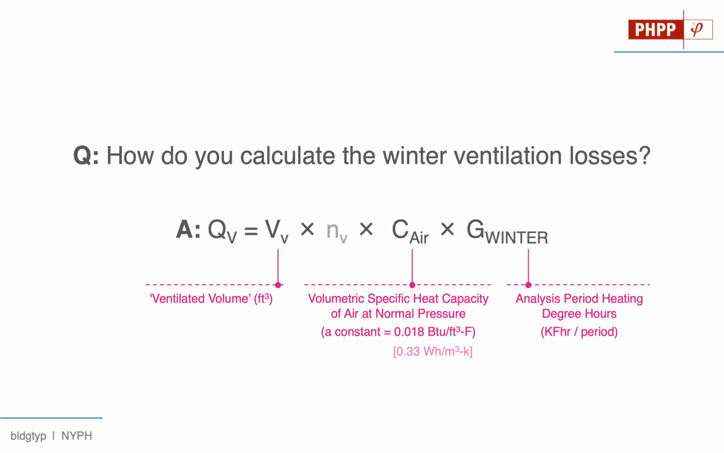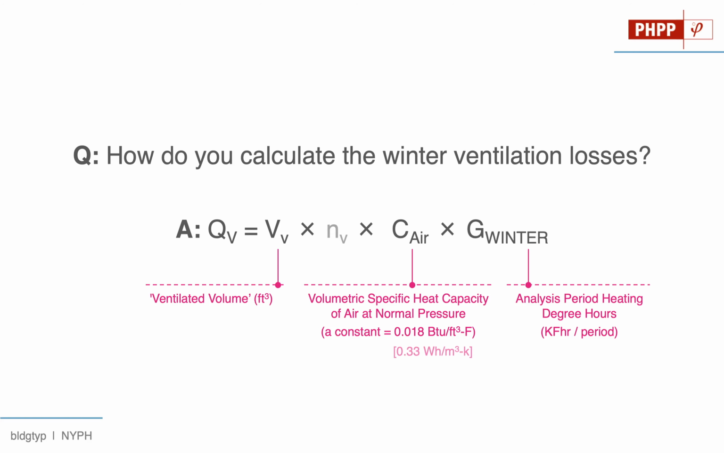Well, that term C air in the PHPP is used to refer to the volumetric specific heat capacity of air at standard pressure, and that is a constant. That's a number that's known. It's a property of air. And for our purposes in the PHPP, we can use the value 0.018 BTUs per cubic foot degree Fahrenheit. If you prefer metric, 0.33 watt hours per cubic meter degree Kelvin.